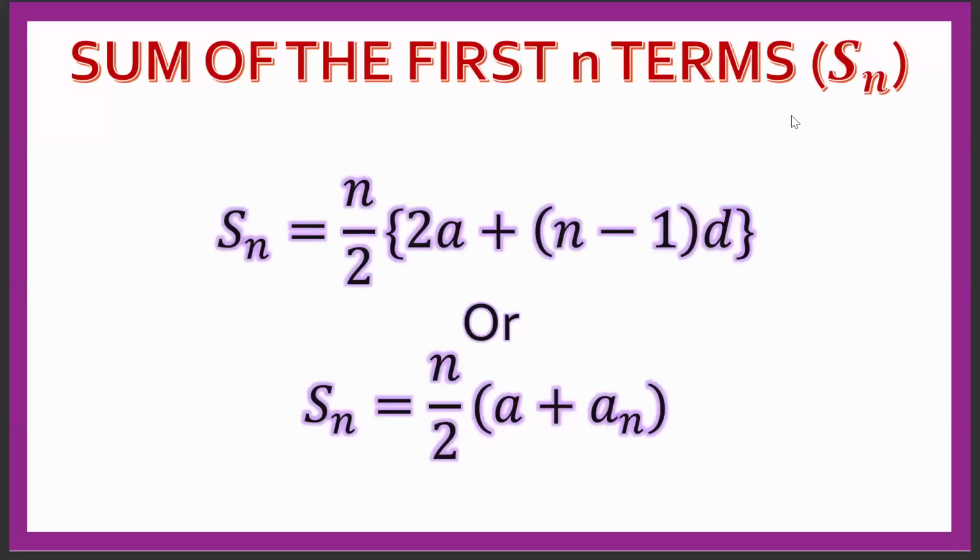The formulas are given in the textbook, which is why I am not discussing here how we get the formula for the nth term of an AP or the sum of n terms of an AP. These are very simple. The sum of the n terms of an AP is n by 2 into 2a plus n minus 1 into d, or n by 2 into the first term plus the last term of an AP.